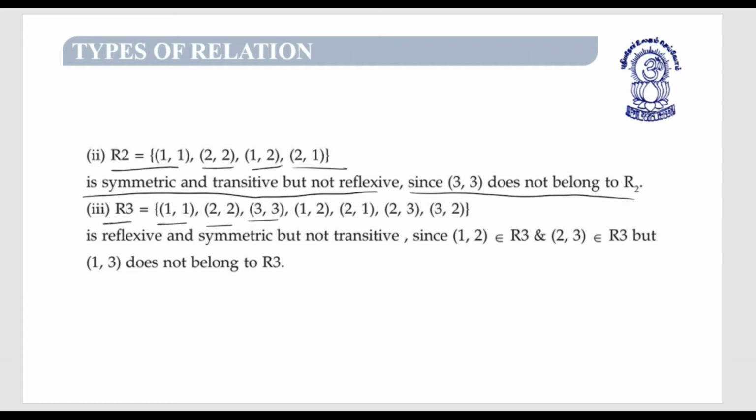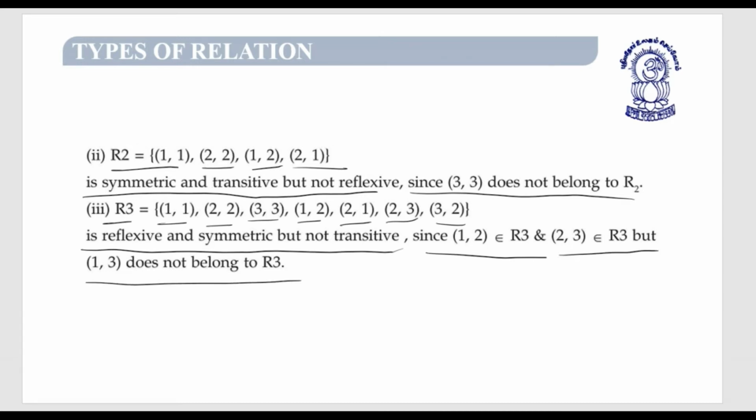R3 = {(1, 1), (2, 2), (3, 3), (1, 2), (2, 1), (2, 3), (3, 2)} is reflexive and symmetric but not transitive, since (1, 2) belongs to R3 and (2, 3) belongs to R3 but (1, 3) does not belong to R3.